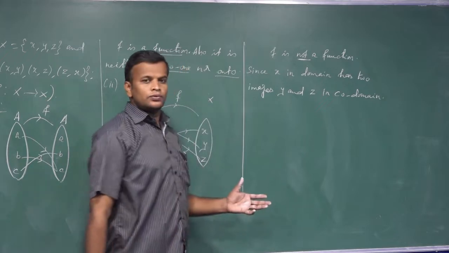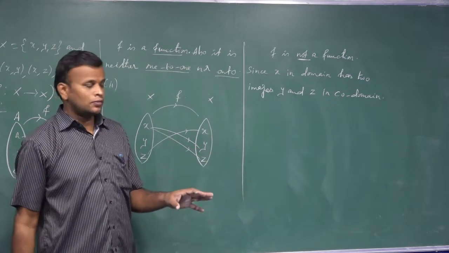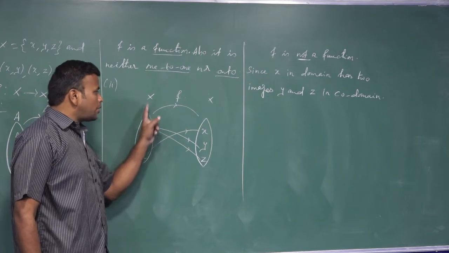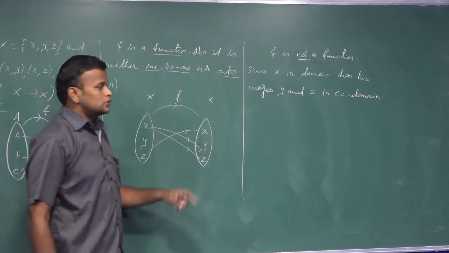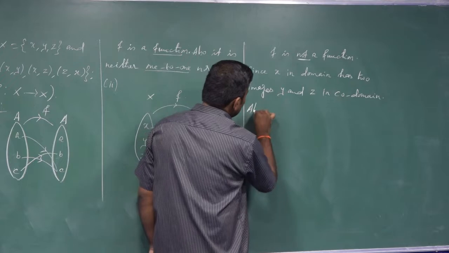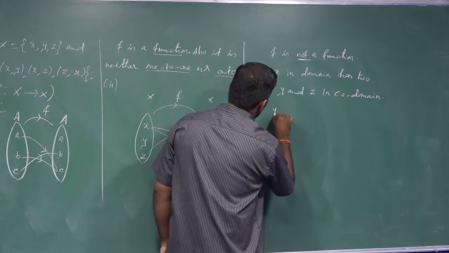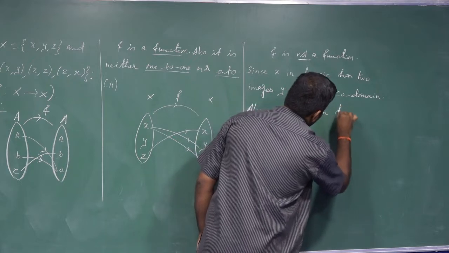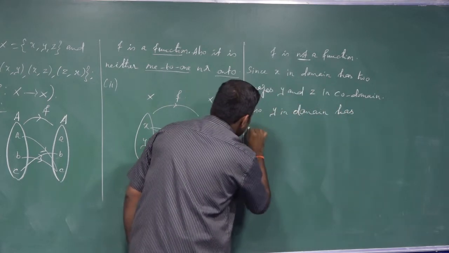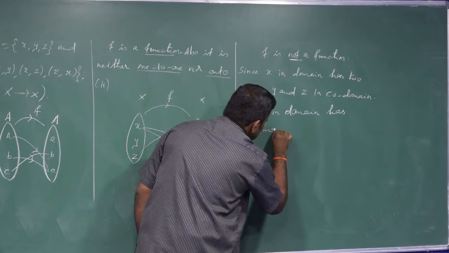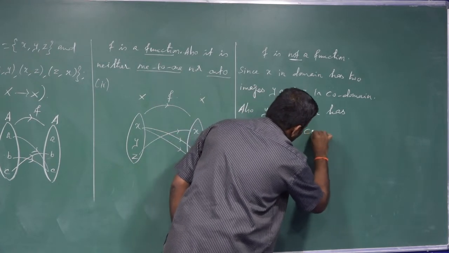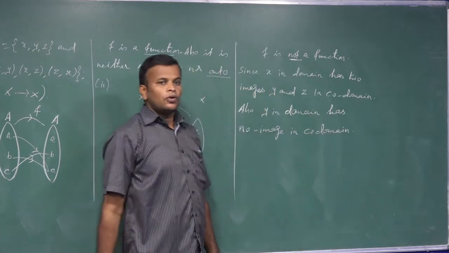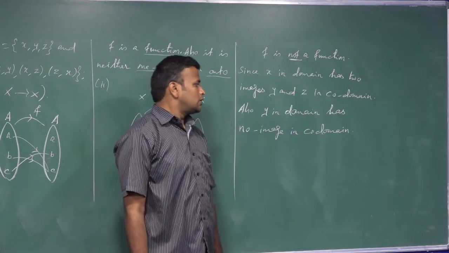This reason is enough, but we write one more reason also. So I say the one reason, and the other: the element y in domain has no image. So also, y in domain has no image in codomain.